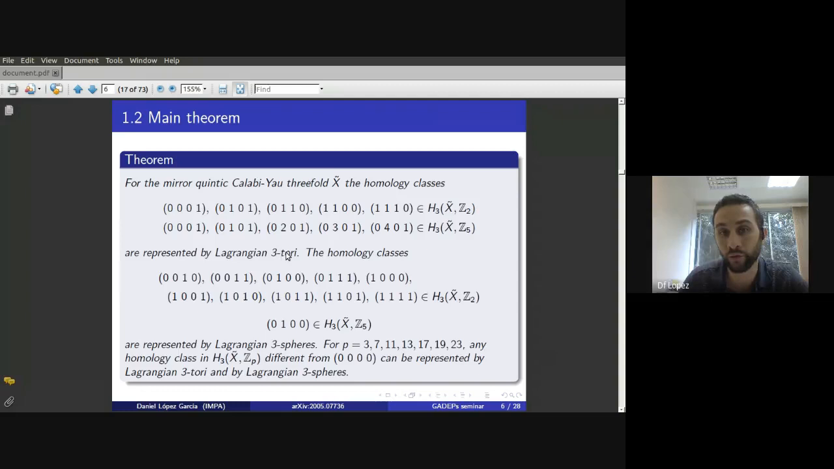And for these prime numbers, 3, 7, 11, 13, 17, 19, 23, any class in the third homology with coefficients in C_p different from (0, 0, 0) can be represented by a Lagrangian three-torus and by a Lagrangian three-sphere. This is the main theorem in the work, and the target is to prove that. So any questions until here?